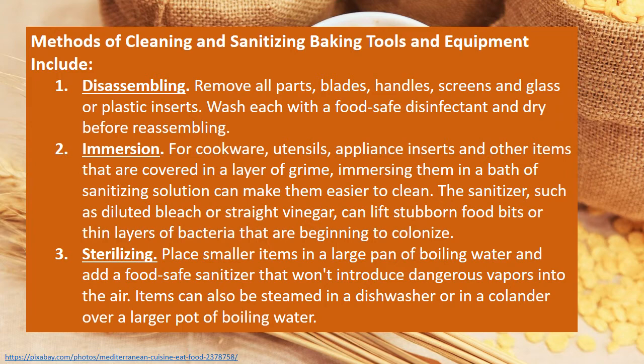Number two, immersion. For cookware, utensils, appliance inserts, and other items that are covered in a layer of grime, immersing them in a bath of sanitizing solution can make them easier to clean. The sanitizer, such as diluted bleach or straight vinegar, can loosen stubborn food bits or thin layers of bacteria that are beginning to colonize. Number three is sterilizing.